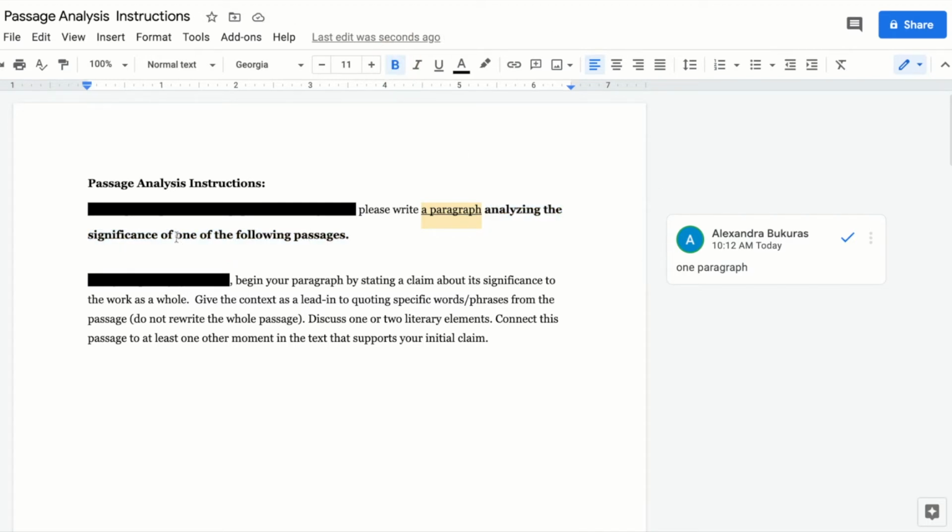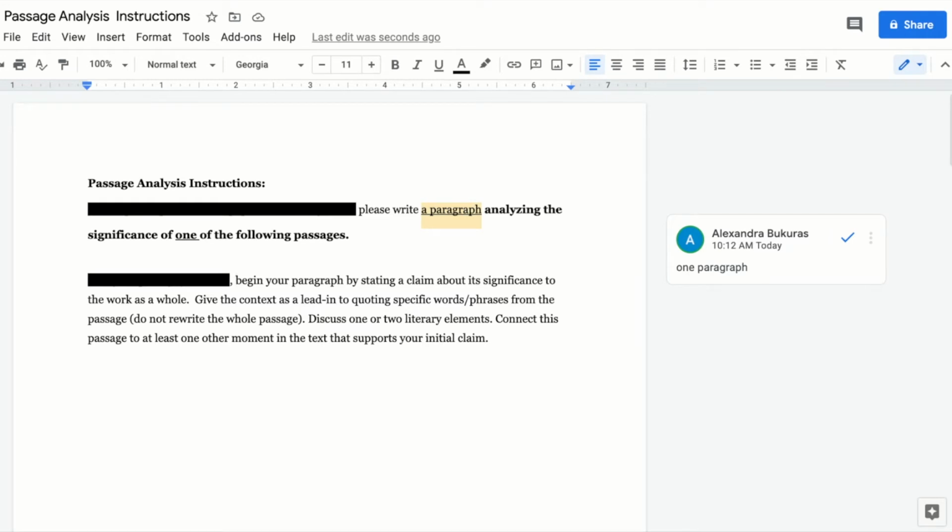Now here it says one of the following passages. So I'm going to underline that the way that I underlined this section up here when it reminded me that I'm writing one paragraph about one of the following passages. Now that we've read this bit a couple of times, I know that there seem to be multiple steps in this section. So I'm going to be using numbers to break this up. However, if you want to use bullet points or something else, that is totally fine. You can do that as well.